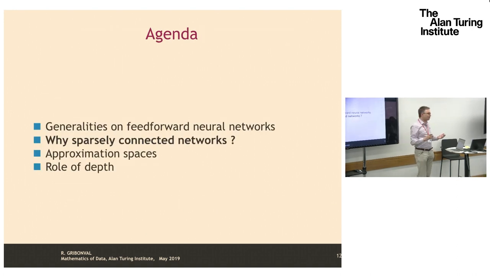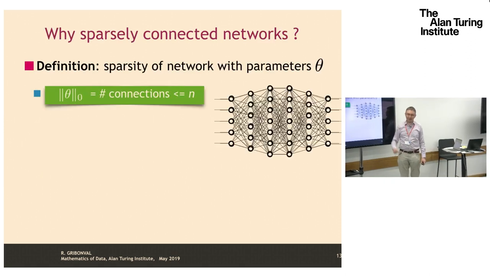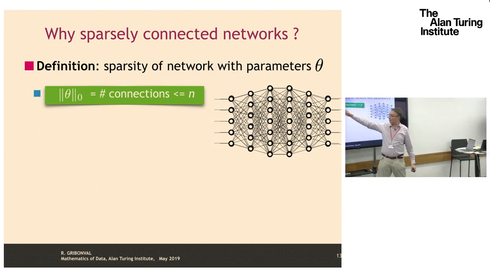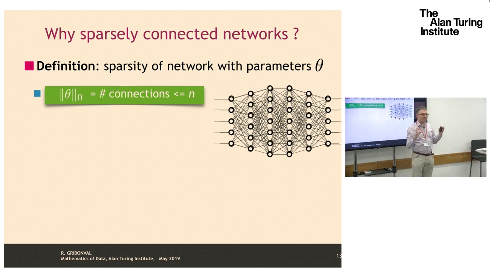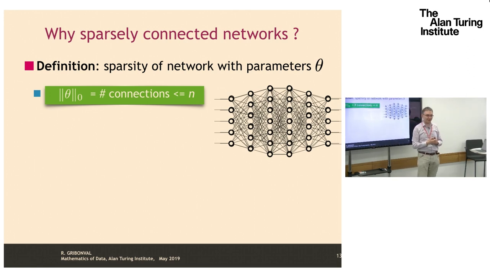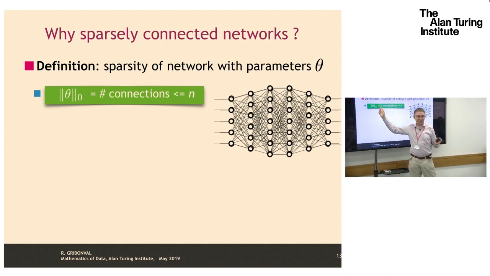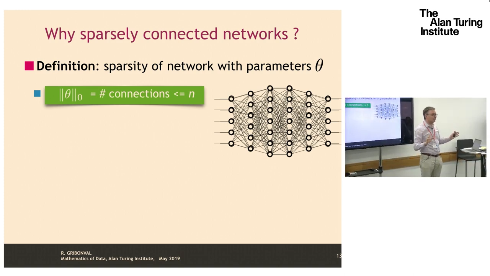So let me come back to this notion of using sparse connections. First, what do I mean by sparse connection? If you have a neural network with a number of layers, I'll remind you that theta describes the collection of all affine layers. And there's a way of counting the number of non-zero entries in the matrices involved in these affine layers. So by analogy with what is done in sparse data processing, let's use the L0 norm to simply denote this count of the number of non-zero entries in the description of the network.